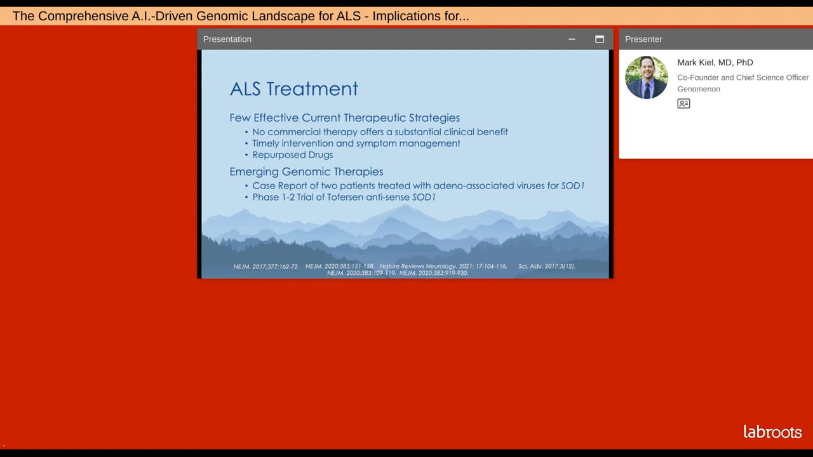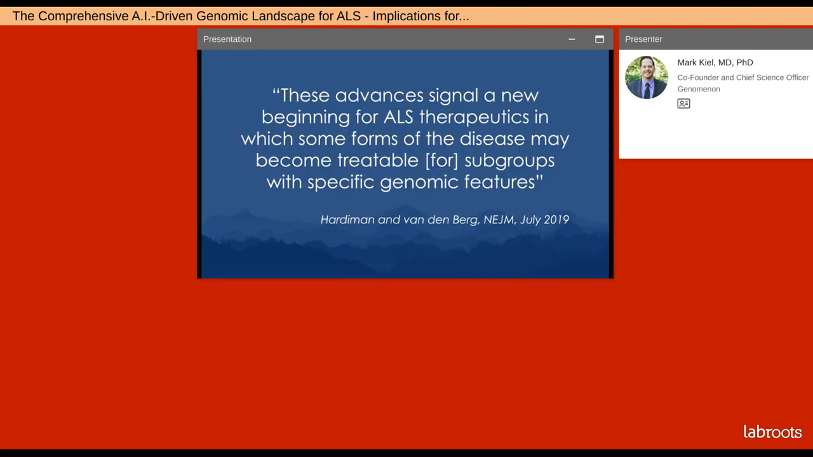This includes adeno-associated viruses, or AAVs, for SOD1, as well as an antisense therapy called tofersen, which is used to specifically target SOD1. And so these advances are signaling a new beginning for ALS therapeutics, in which some forms of the disease may become treatable for subgroups of patients with specific genomic features or genotypes.